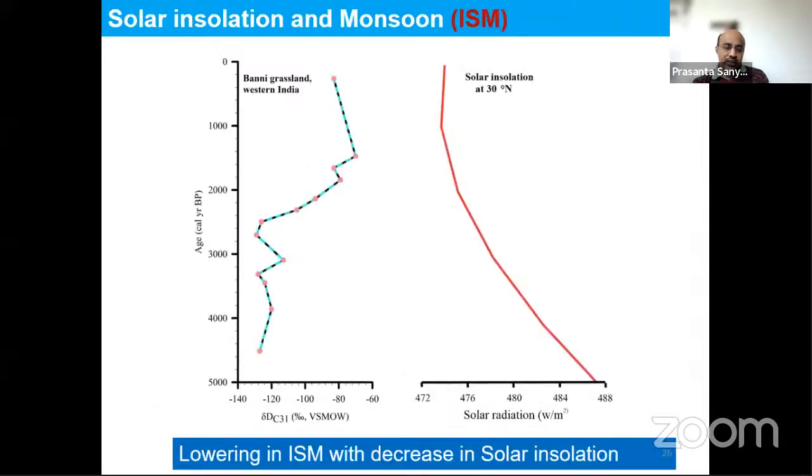Then, to explain the lowering of ISM in the last 5,000 years, we tried to correlate with the forcing factor, and I think it's a commonly used idea that the decrease in solar insolation actually led to the decrease in Indian summer monsoon in the late Holocene time.